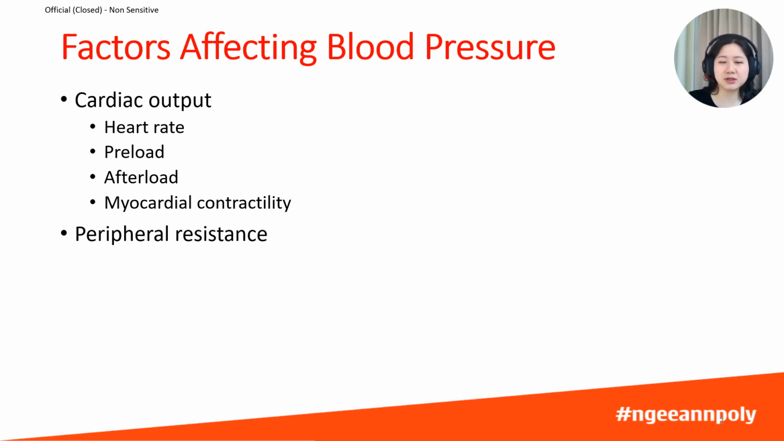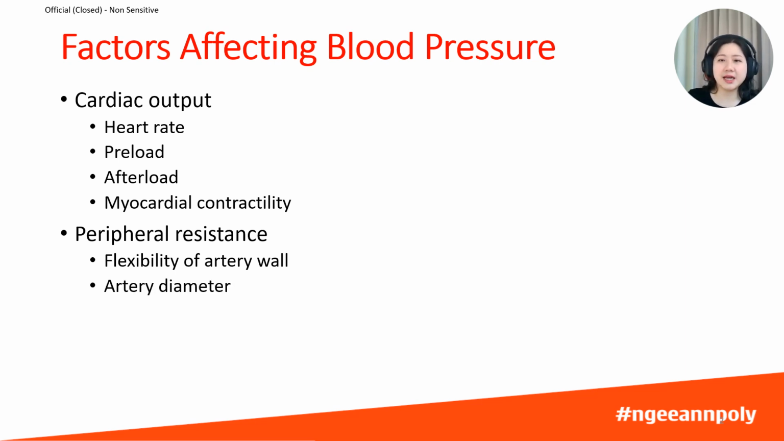Blood pressure is also affected by peripheral resistance. This is the resistance that must be overcome for blood to flow through the circulatory system. Resistance is affected by a few things. Firstly, the flexibility of the artery walls. Healthy arteries are elastic. So during systole, when the heart pumps blood out at a high pressure, an elastic artery can expand and absorb the shock of the high pressure.